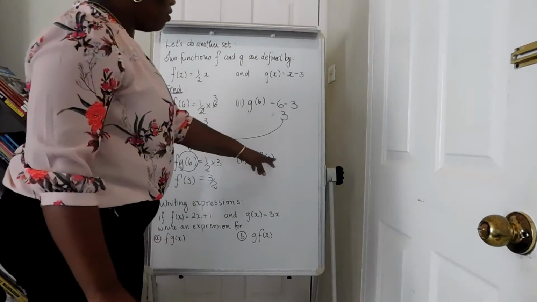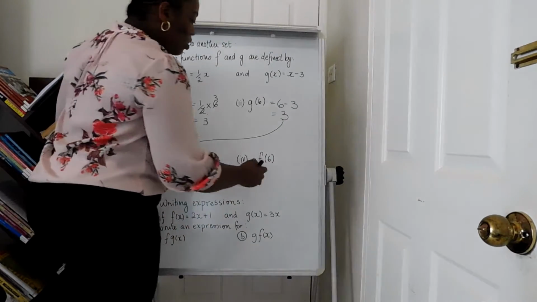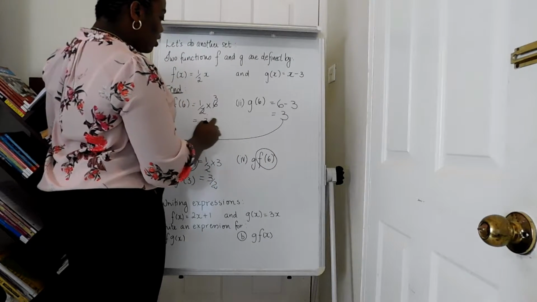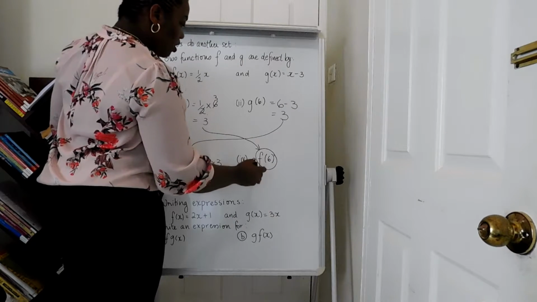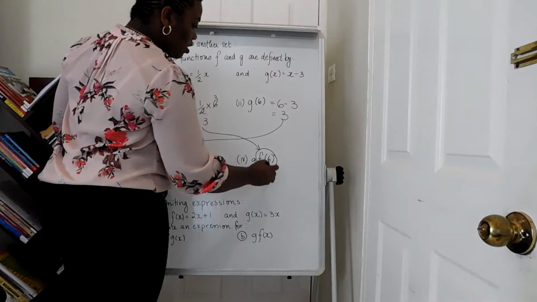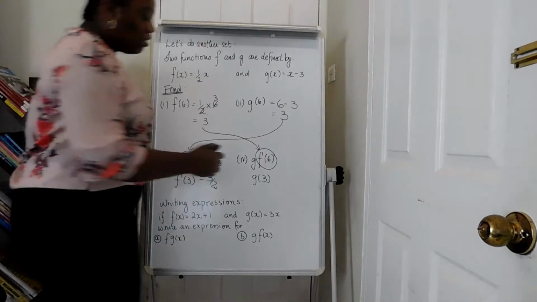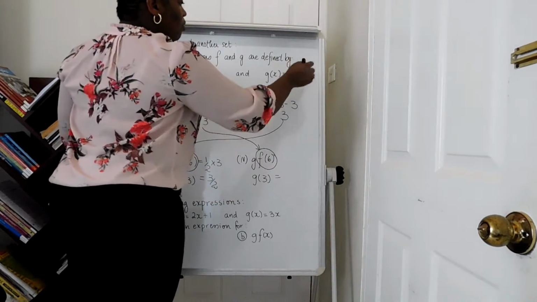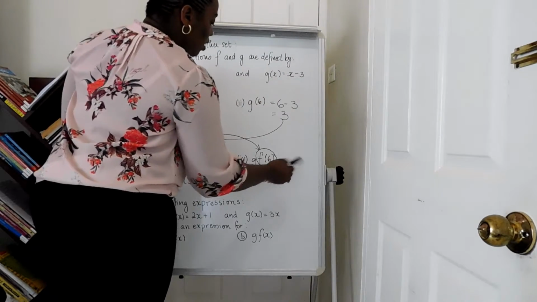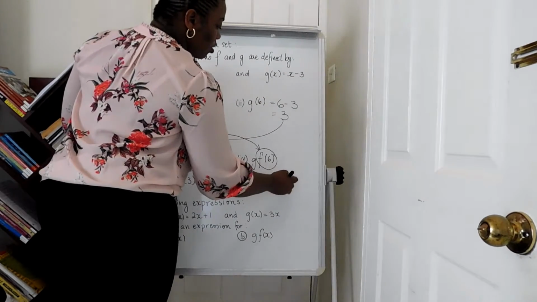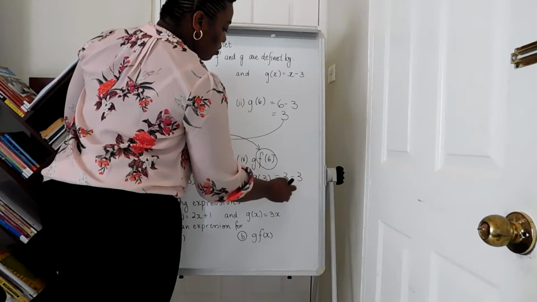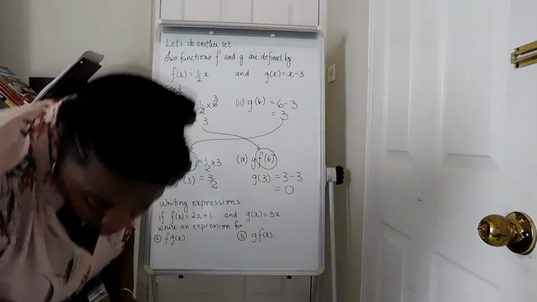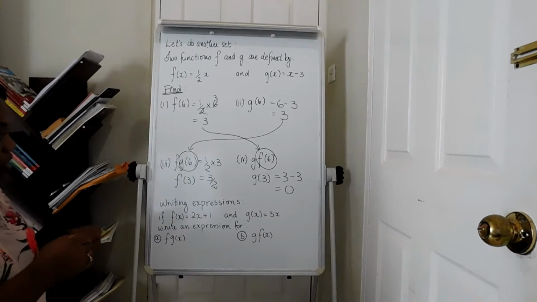Now g of f of 6. Okay, so again you would have found out what f of 6 is, and f of 6 is 3. So this is g of 3, right? You realize that? This is g of 3. So therefore, if you have g of 3, you use the same operation here, and you say, okay, this is going to replace the x. So 3 minus 3 will equal 0. Yay! Alright, so look over that.